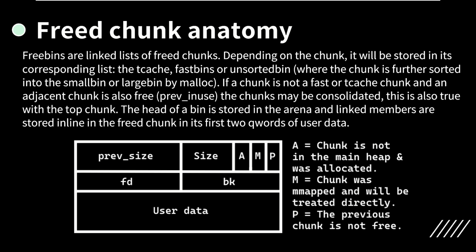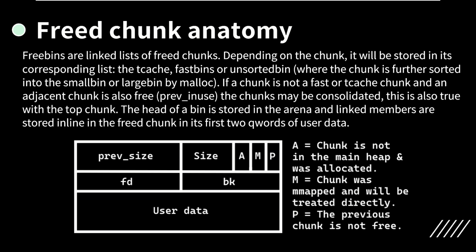The fast bins and the T-cache are singly linked non-circular lists, so they're only going to have an FD, and the other quad word will just be null, except for the T-cache, and we'll talk about that later. But the other lists, such as the small bins and the large bins, which is actually a two-dimensional linked list, I'm not going to really cover that today, but it has a jump list in it. And the unsorted bins, which is also going to be a focus for us. These are doubly linked lists, and they're circular.